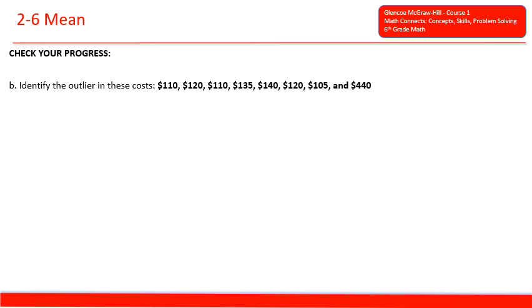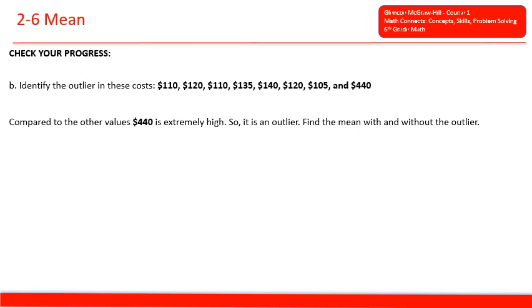Identify the outlier in these costs. So we have 110, 120, 110, 135, 140, 120, 105, and 440. Compared to the other values, 440 is extremely high. It's at least 3 times higher than the next highest one, so it is an outlier. Find the mean with and without the outlier.